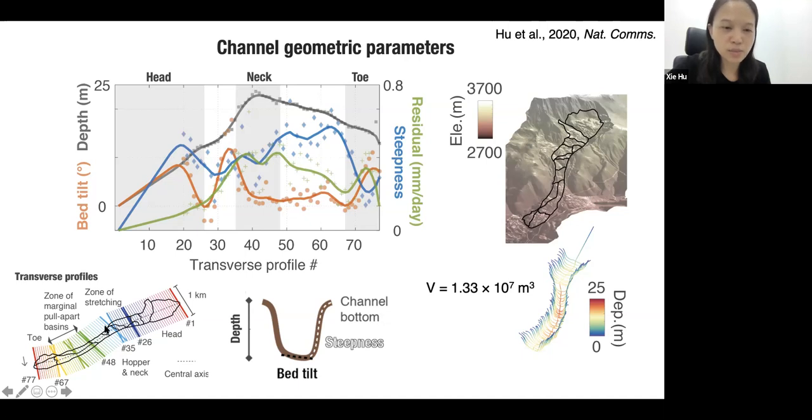That is in this big band zone of stretching. This is bending, so that suggests there is more asymmetry in the slope channel. This figure just illustrates the surface and subsurface geometry, so we can estimate the landslide volume precisely.